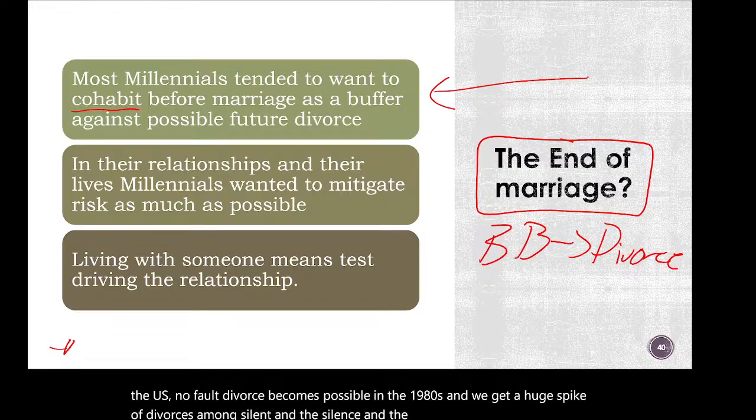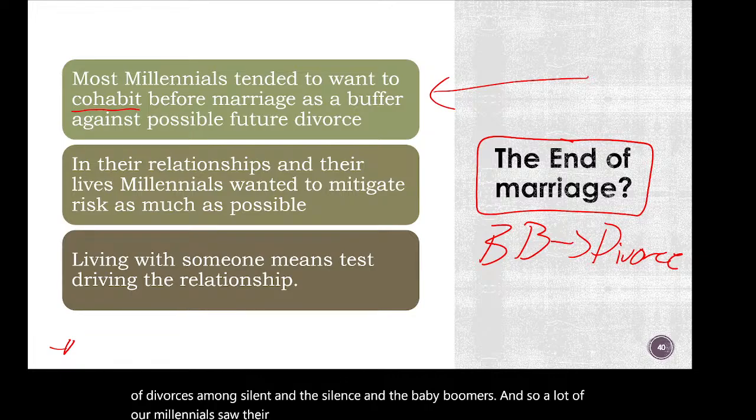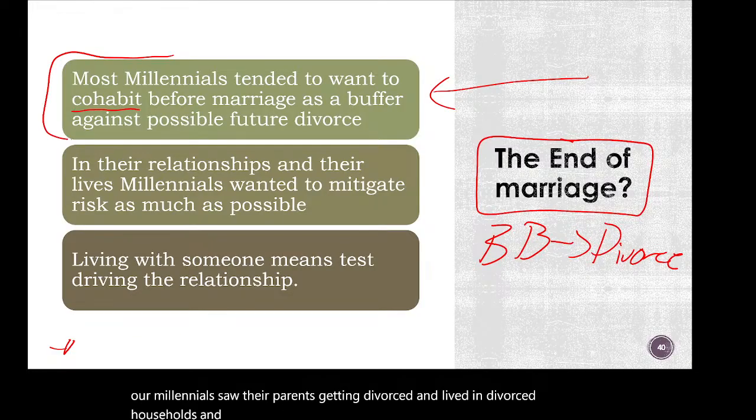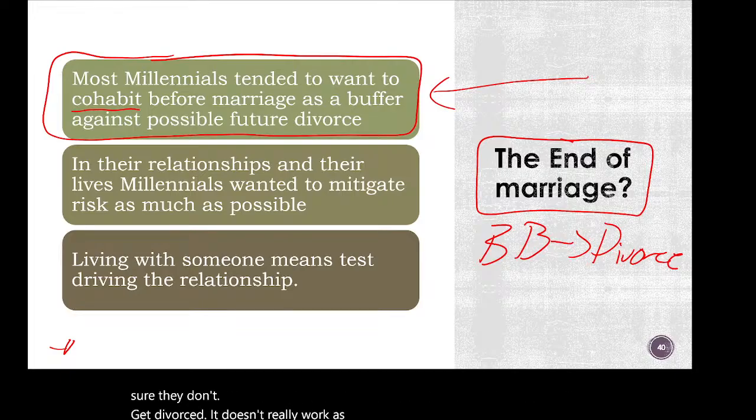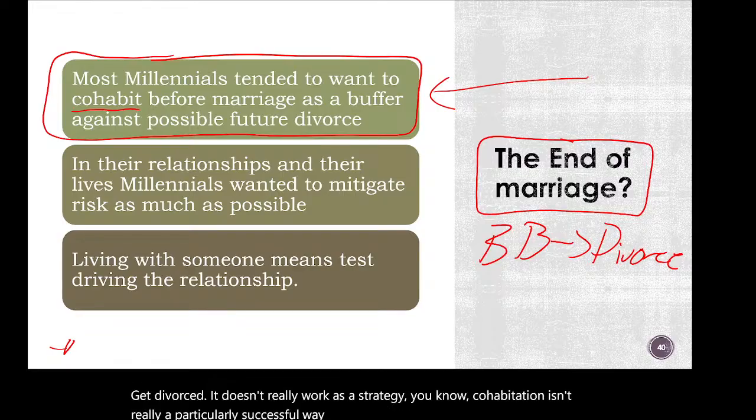And so a lot of our millennials saw their parents getting divorced and lived in divorced households, and they mostly didn't enjoy that experience. So they want to essentially test drive a lot of relationships as a way of making sure they don't get divorced. It doesn't really work as a strategy. Cohabitation isn't really a particularly successful way to avoid divorce, but it still becomes the cultural norm for millennials, right?